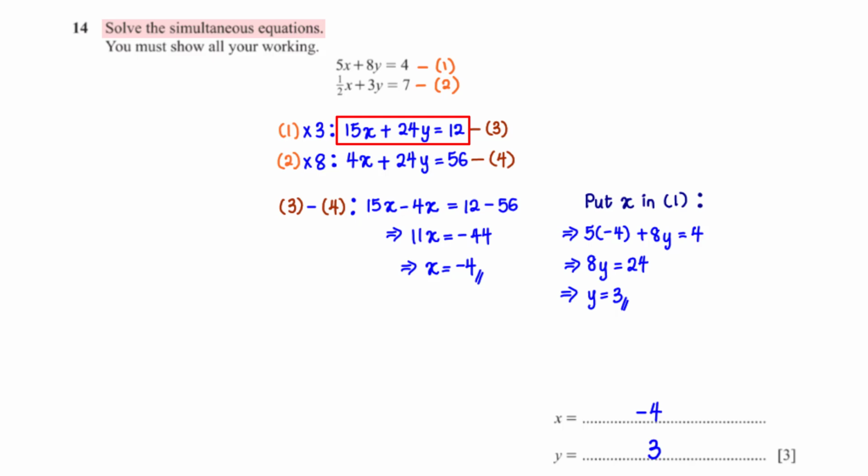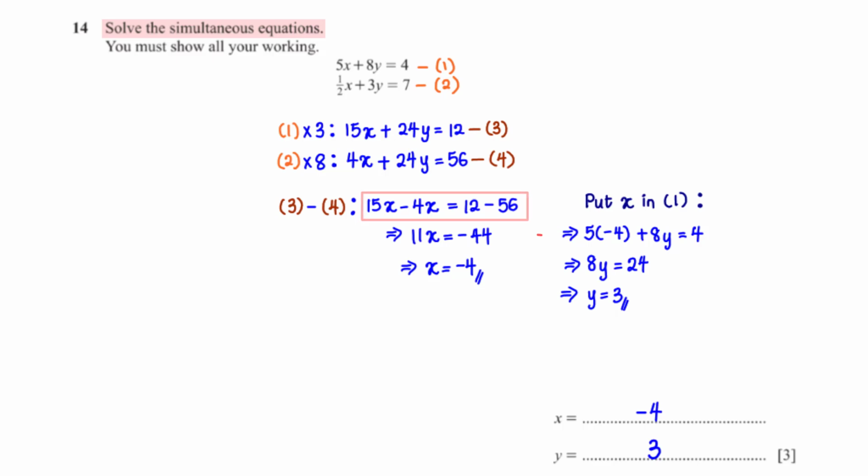Now we multiply equation 2 by 8, which also gives us 4x plus 24y equals 56. Let's call this equation 4. So now we have 24y in equation 3 and equation 4. So we can easily eliminate the variable y by subtracting equation 4 from equation 3. This gives us 15x minus 4x equals 12 minus 56.